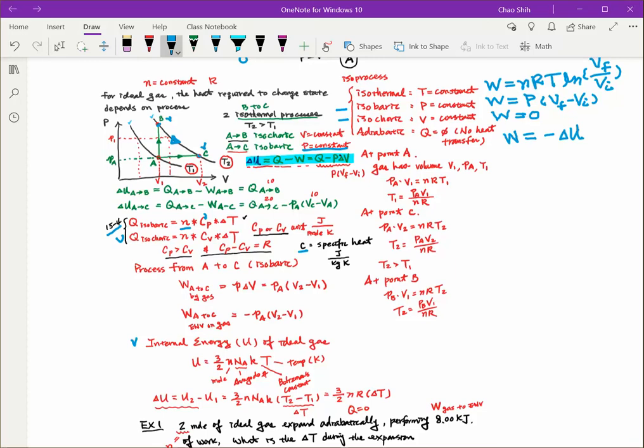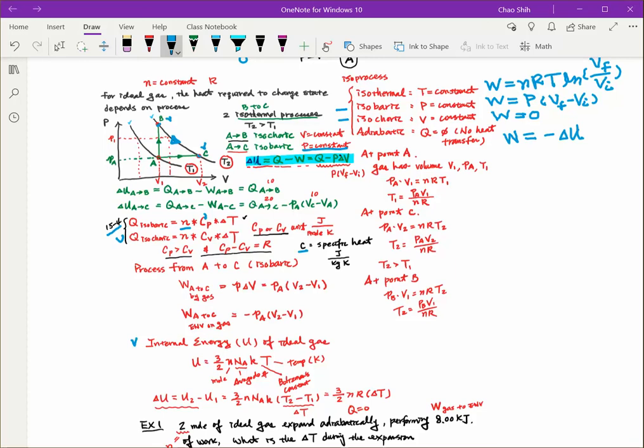Internal energy actually represents how much of the temperature of the substance. If you have a pure ideal gas and it's atomic, which means you only have 1 atom, then this internal energy is equal to 3 over 2 n N_A k T. Each one of these represents different things. The small n represents the number of moles. The N_A represents Avogadro's number, 6.02 times 10 to the 23.